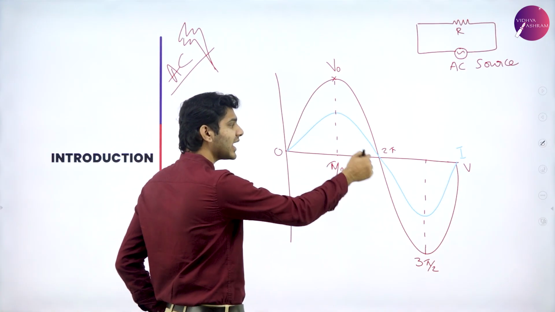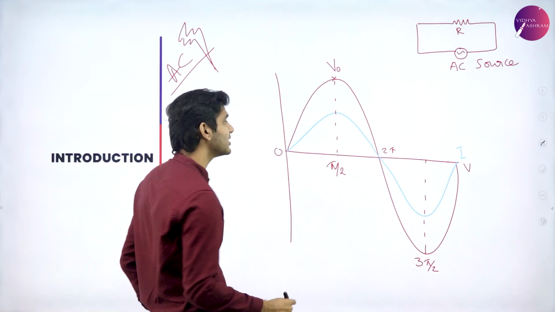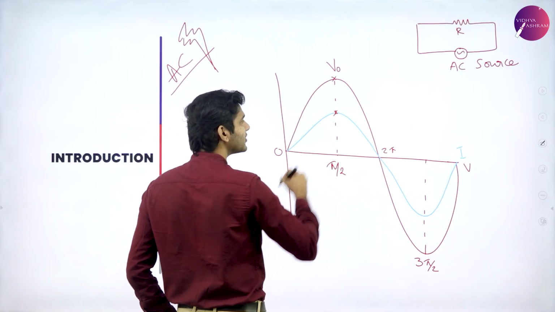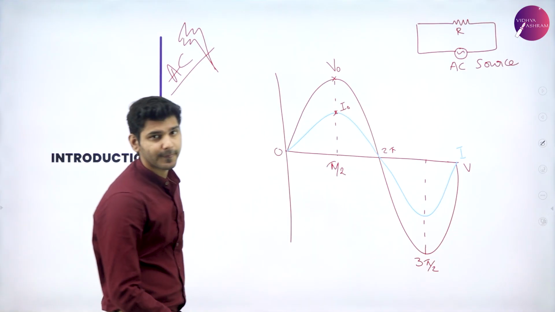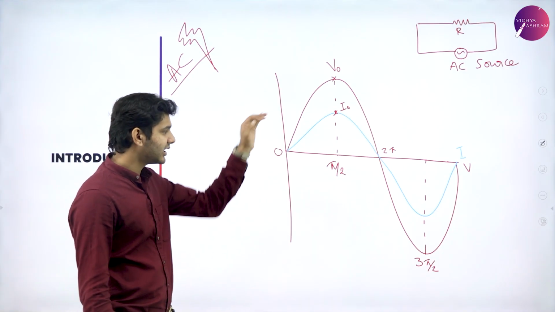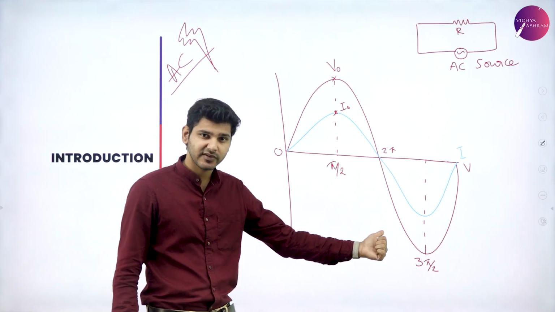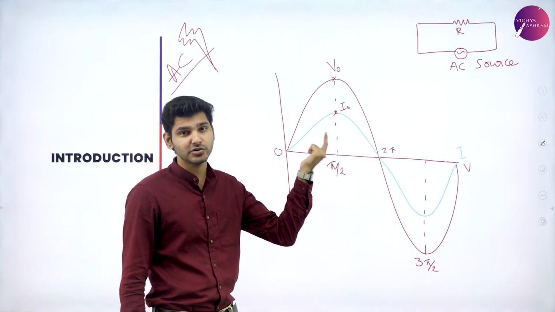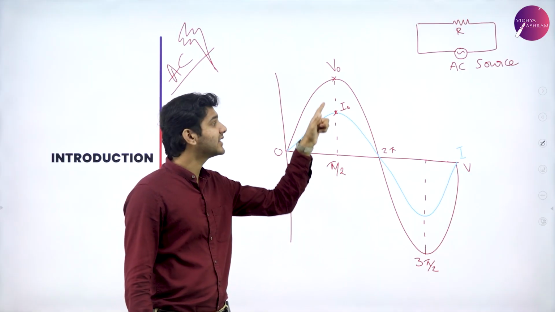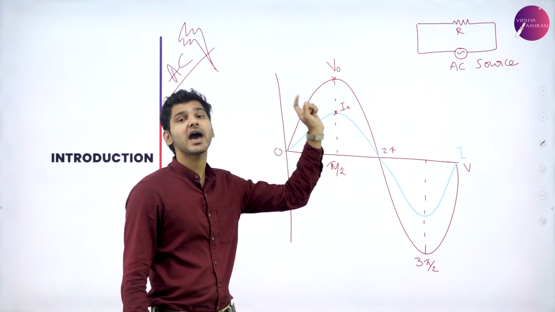Now this blue line indicates current, which means the maximum value of that particular point is indicated by I naught. So just remember that current can be represented as a sinusoidal wave. There is a maximum peak position, that is the maximum amplitude for each of these waves, and that is indicated by V naught and I naught.